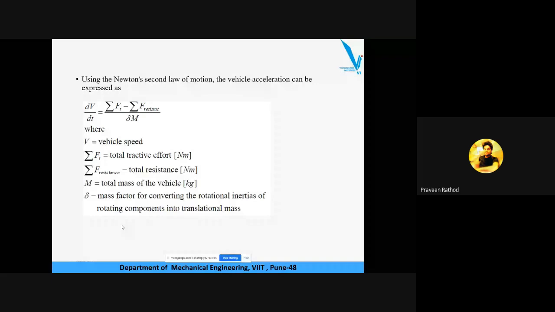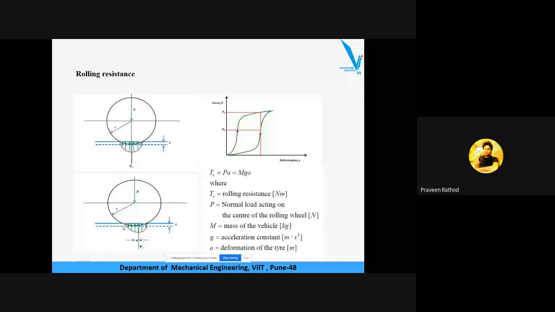We need to understand the rolling resistance. You can see I have shown you three figures, so we will go through them one by one. In the first figure, you can see the rolling resistance of a tire on a hard surface. On the hard surface, it is due to what? The hysteresis in the material.